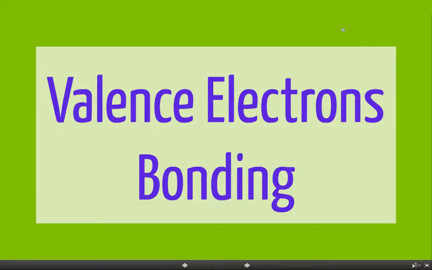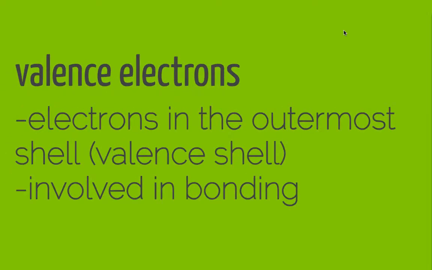In this video, we're going to talk about valence electrons and bonding. Valence electrons are the electrons in the outermost shell, which is called the valence shell, and they are the ones that are involved in bonding.